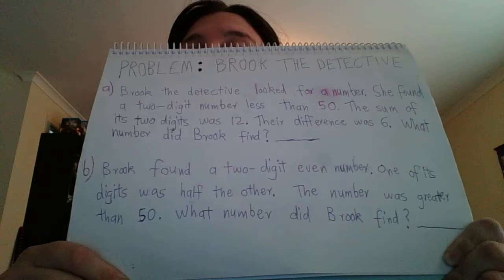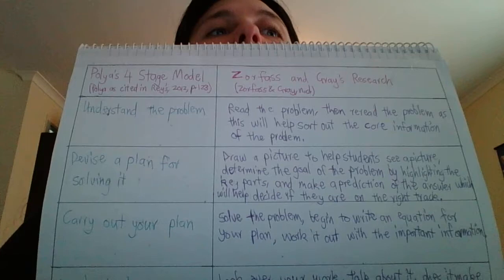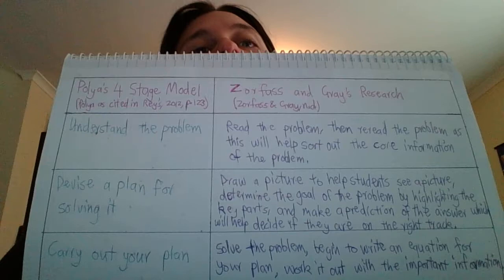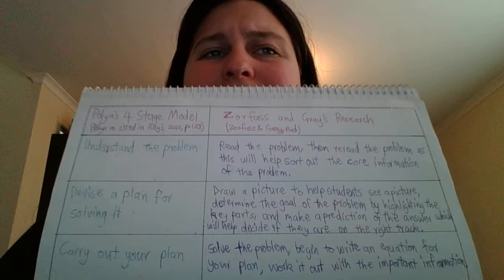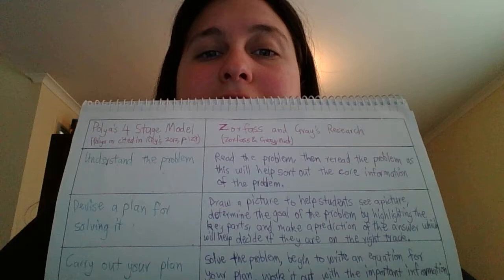Now, to help me solve this problem, I'll be using two different models. The models I will be using are Pollard's four-stage model, and the other model that I have researched is based on the work of Zarfoss and Gray. There are four stages to Pollard's model. They are understanding the problem, devise a plan for solving it, carry your plan out, and look back to examine your situation. To help students understand the different strategies, I have combined the four stages with research by Zarfoss and Gray to help students understand each stage.